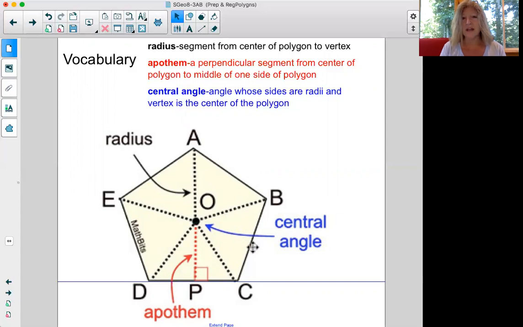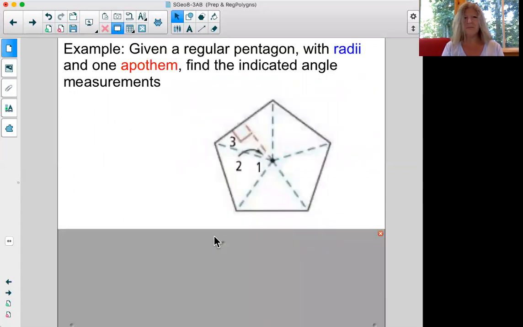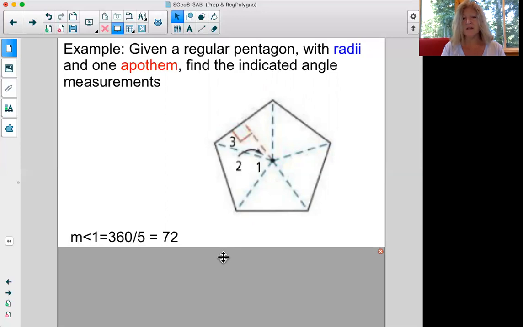Now, the next thing is central angle. The central angle is the angle formed with the vertex at the center of the shape, and the sides of the angle are radii. So in other words, the angle between the radii of a regular polygon is the central angle. Now, you can figure out the measurement because if you walk around this center point, that's 360 degrees. If there are five central angles, you can easily figure out the measurement of angle 1. The central angle is 360 divided by how many central angles there are. If there are five sides, there are five central angles. In this case, 360 divided by 5.